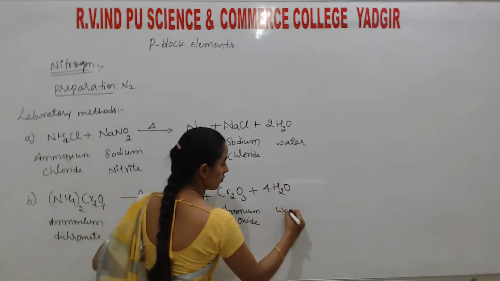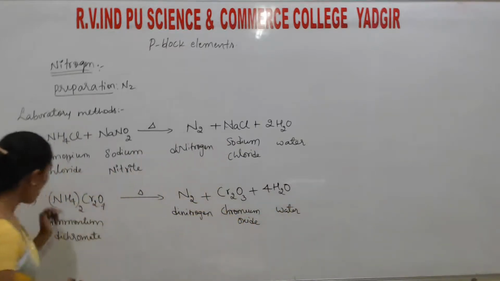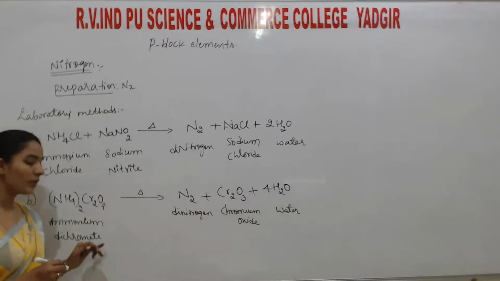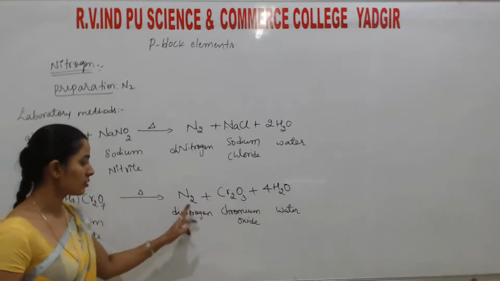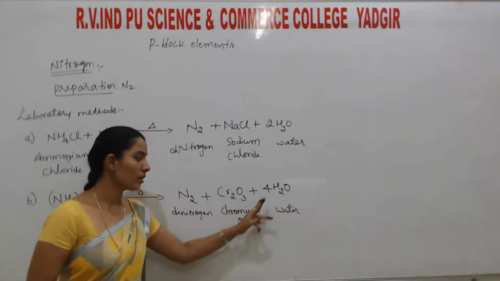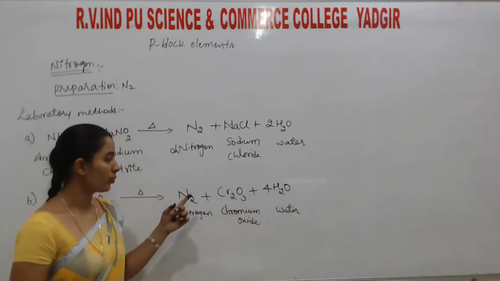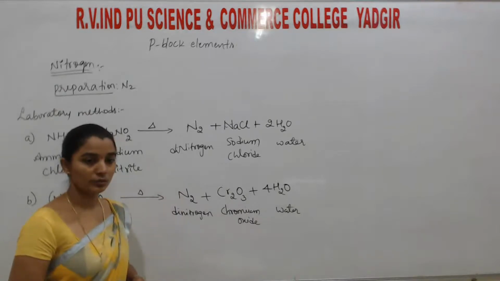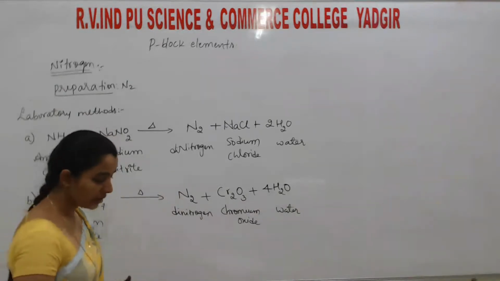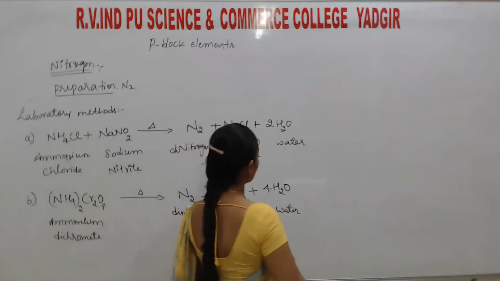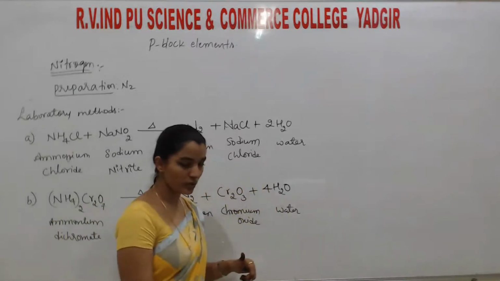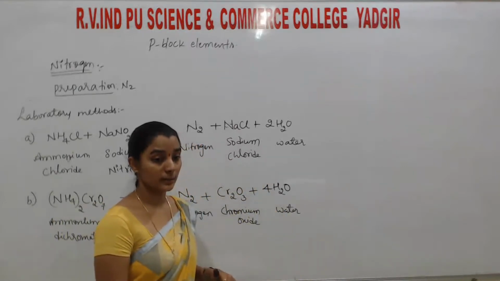Again, students, ammonium dichromate undergoes a decomposition reaction to give dinitrogen, chromium oxide, as well as water. These two are the laboratory methods to prepare N2. Another method is by heating, or the decomposition of, nitrites.